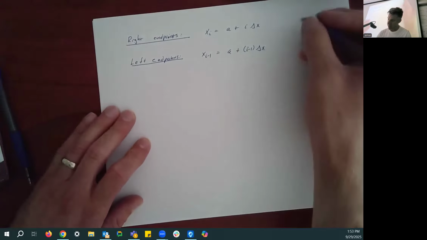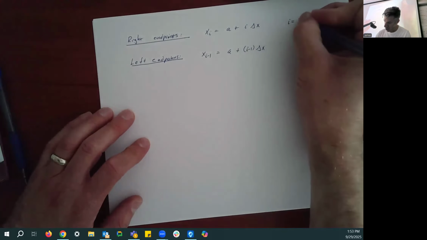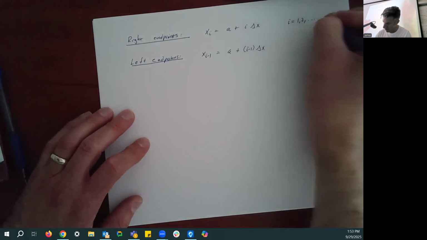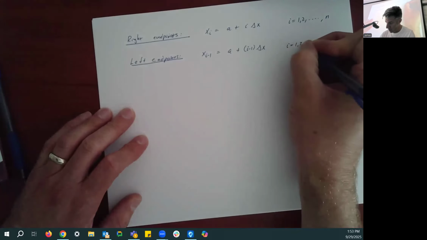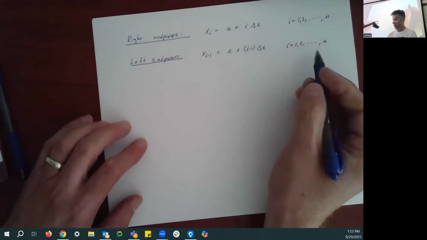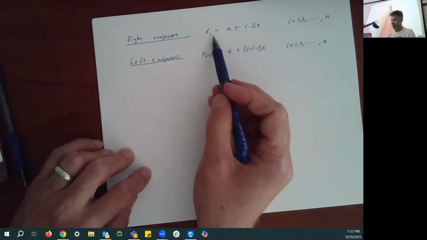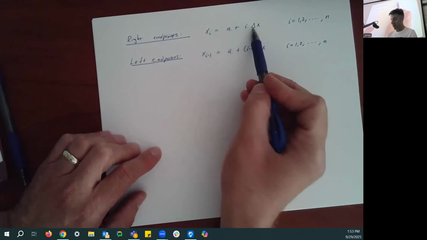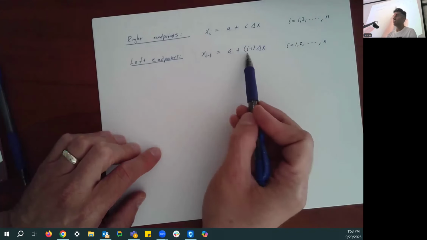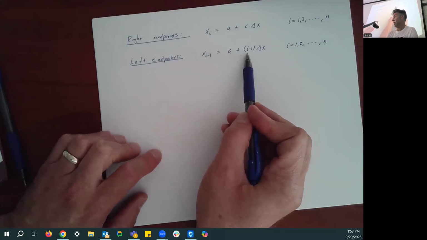And I might even write off to the side here where i is going from 1 all the way up to whatever your end value is. Same deal here, i is going from 1 to n. So it makes sense that for your right endpoints, you're going to start at a plus 1 times delta x, whereas for your left endpoints, you're going to start at a plus 0 times delta x. We're going to start at a.